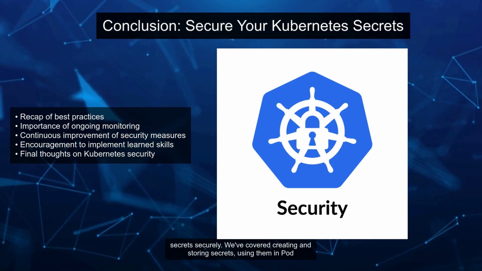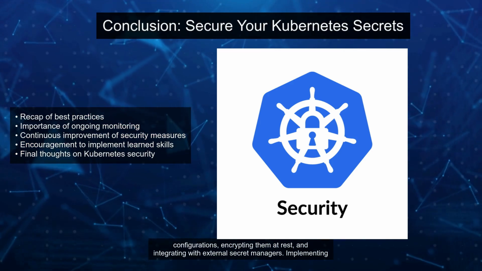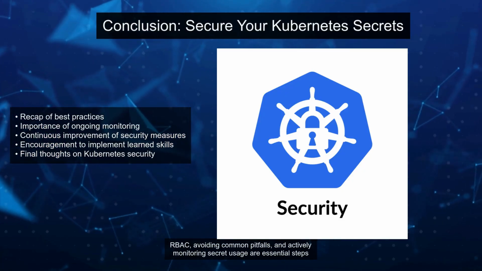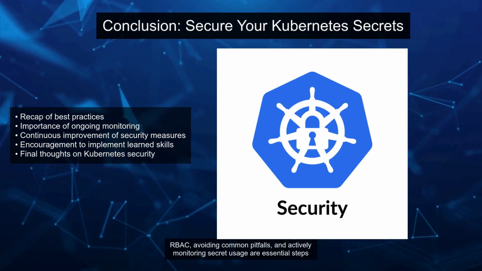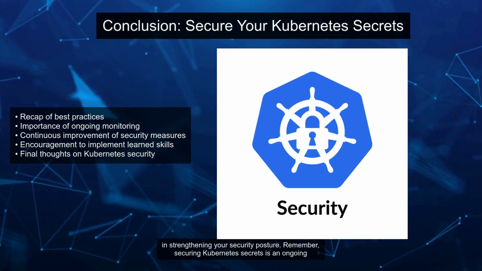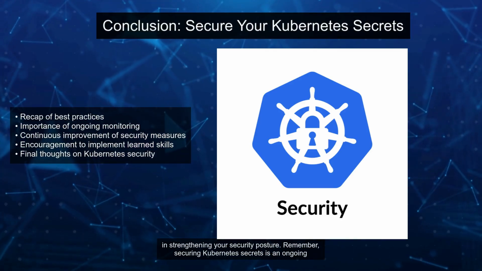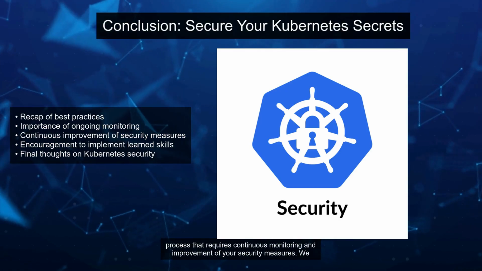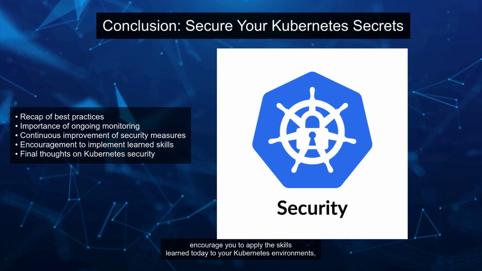We've covered creating and storing secrets, using them in pod configurations, encrypting them at rest, and integrating with external secret managers. Implementing RBAC, avoiding common pitfalls, and actively monitoring secret usage are essential steps in strengthening your security posture. Remember, securing Kubernetes secrets is an ongoing process that requires continuous monitoring and improvement of your security measures.